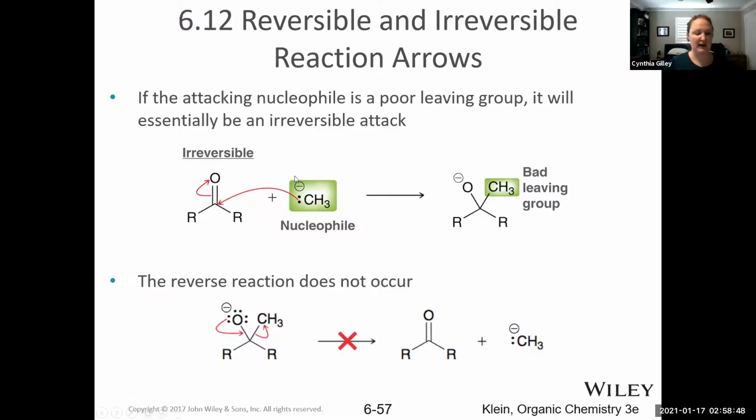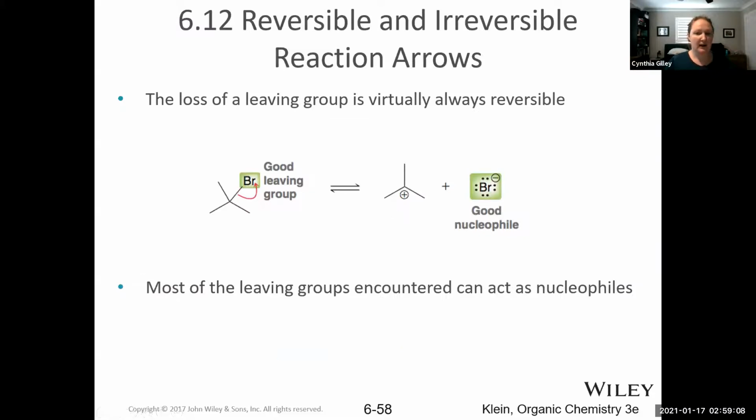Essentially, carbanions are not very stable, so it's more difficult to form them because, again, the activation energy to go back is going to be very high. And because we don't draw the reverse arrow due to a high activation energy, you can just draw this irreversible arrow. The loss of a leaving group is virtually always reversible, because if we're drawing the loss of a leaving group, we have a good leaving group, which means it's stable, and typically good leaving groups are also good or strong nucleophiles, so it will be reversible.